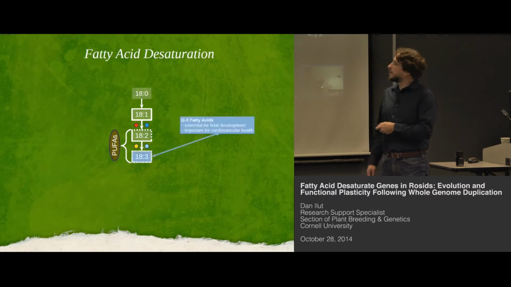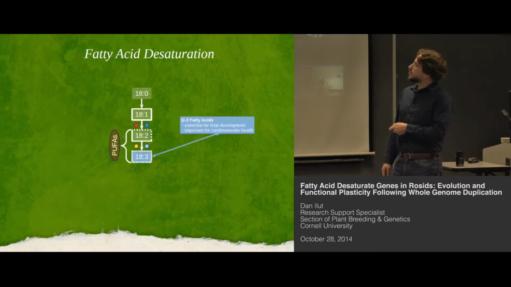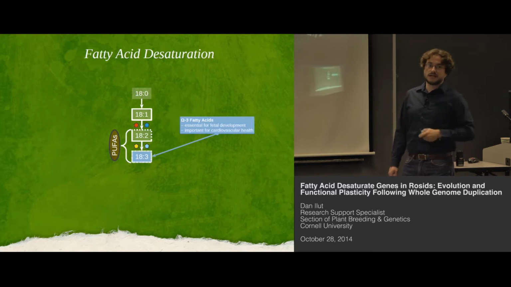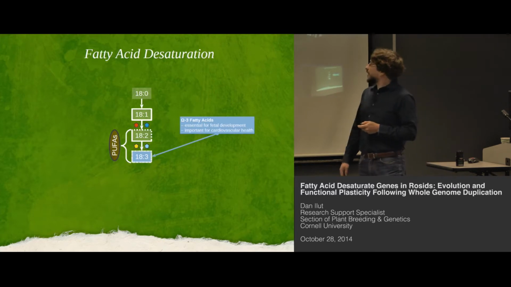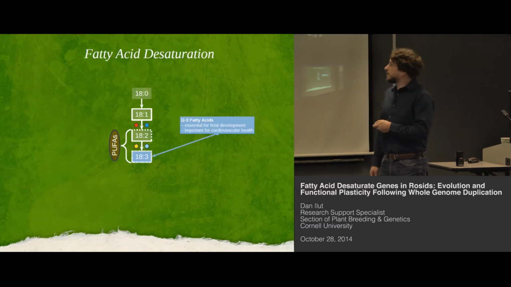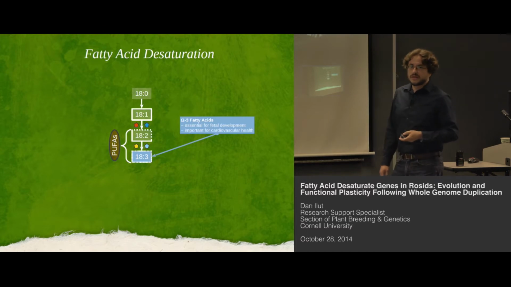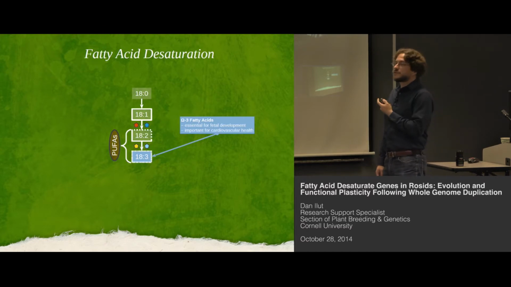In particular, the last one in the pathway, which are omega-3 fatty acids, which I think many of you have heard about. They're essential for fetal development in humans, and they're important for cardiovascular health. So it's not just an agronomically important pathway, it's also nutritionally important.